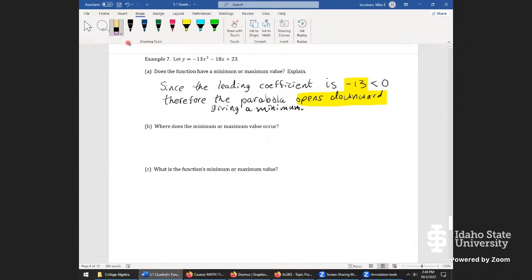Part B is saying, where does the minimum or maximum value occur? Oh dear, didn't mean to scribble on it. That's meant to be eraser. What they're asking now for us is, well, pretty much the vertex. The vertex has 2 coordinates of where you're going to get either your minimum, or in this case, our minimum in this case, actually.